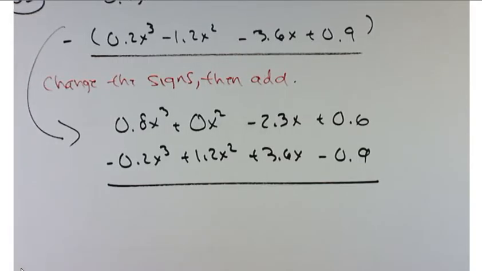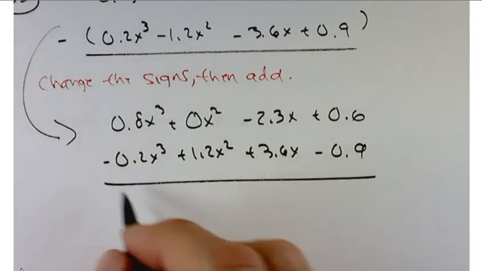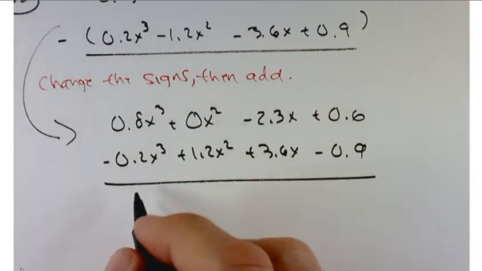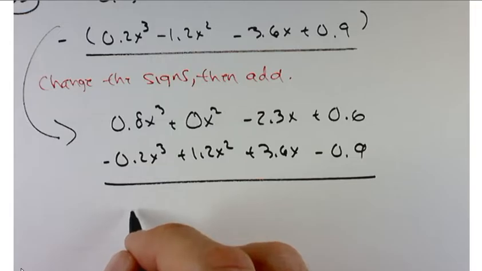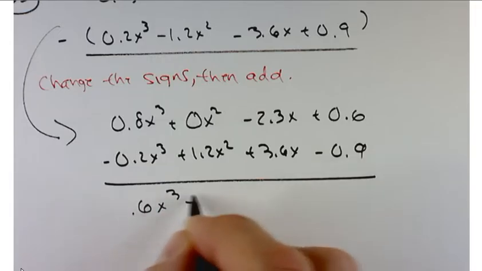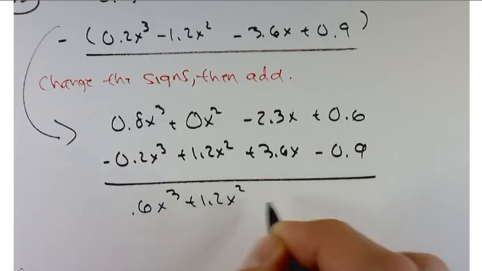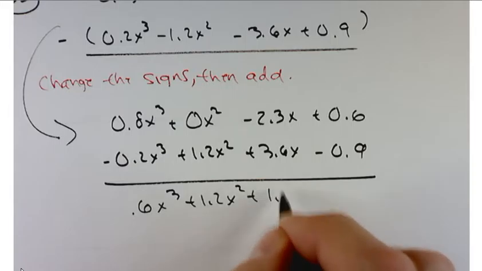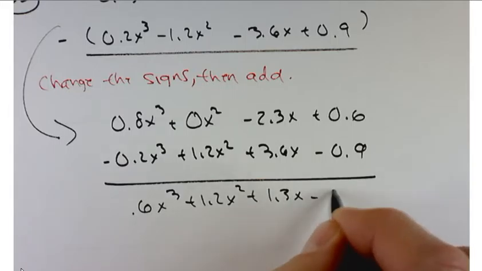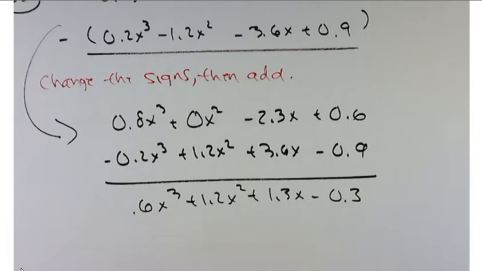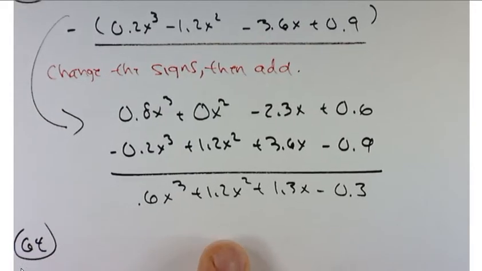Big E, want to do this one? 0.6x cubed plus 1.2x squared plus 1.3x minus. Perfect. So once you distribute that negative sign, it's just a matter of change the signs and then add. So let's do problem 64. See how you do there.